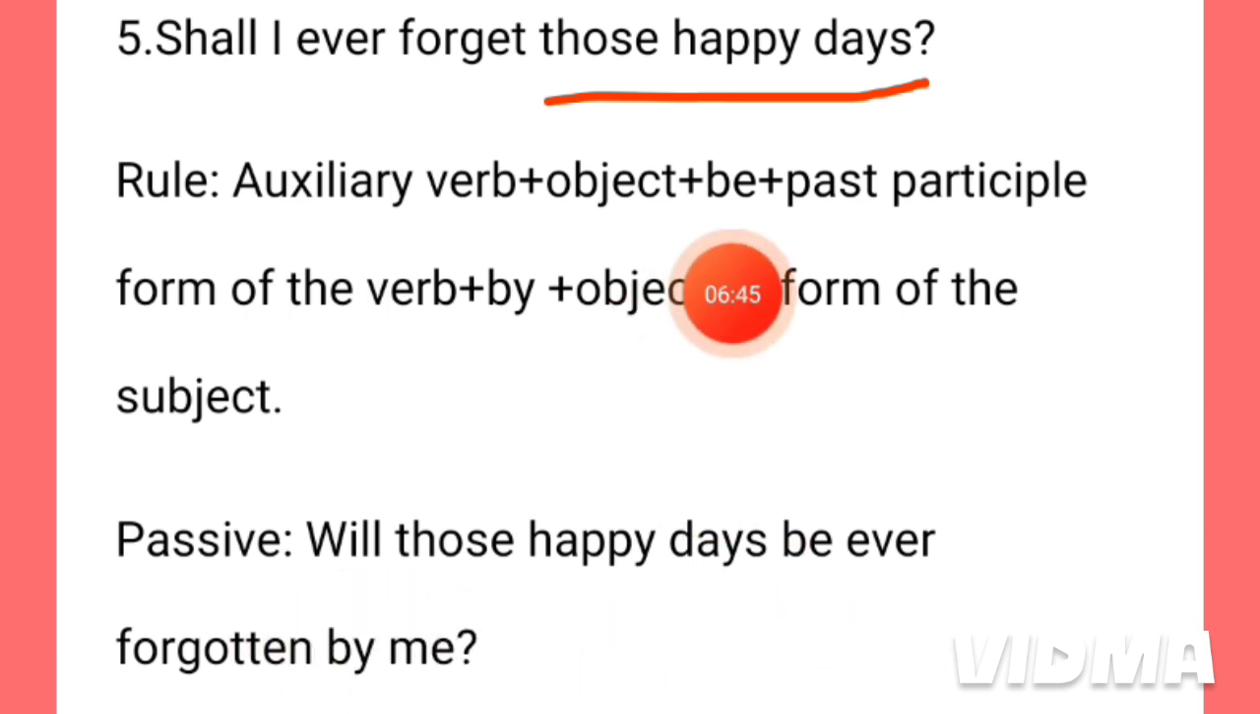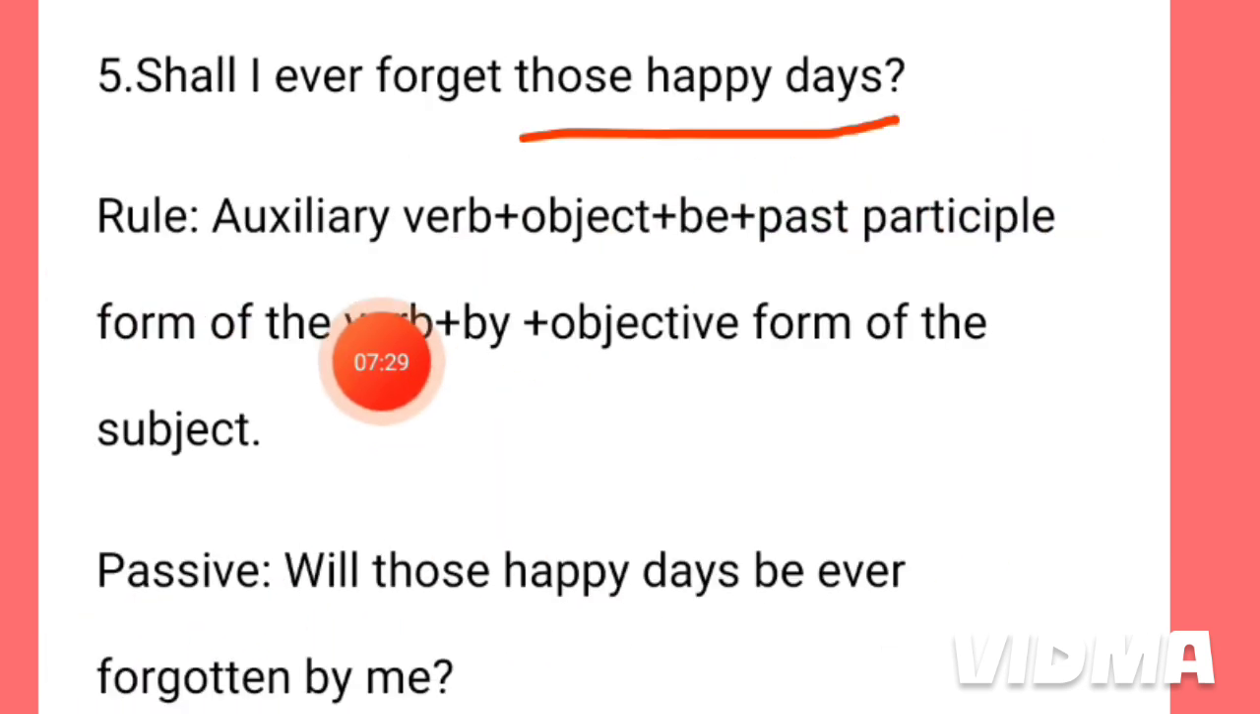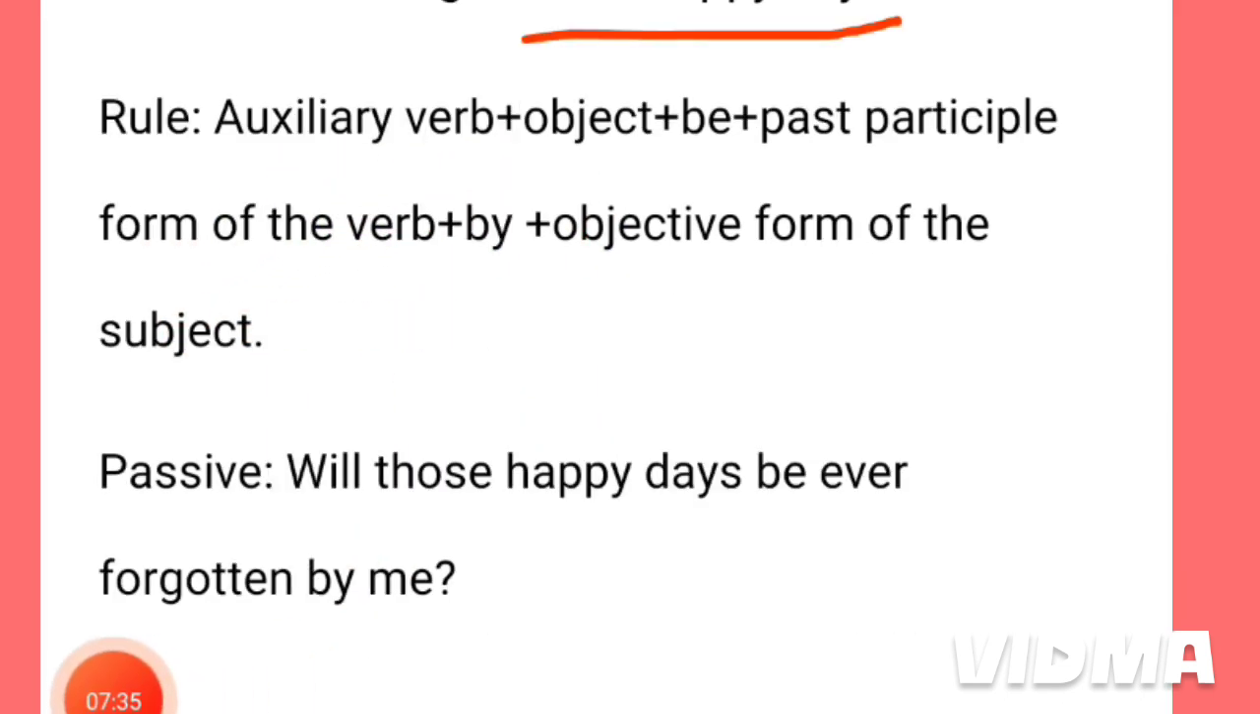Then a be verb, according to this rule, a be verb has been used here. Then ever, this is an adverb, so it will come between the main verb and the auxiliary verb here. Be is also an auxiliary or helping verb here. So this adverb ever has come between the main verb forgotten and the be verb. So we have used here ever, then the main verb. This is the past participle form of the verb, and the main verb is forget. The past participle of forget is forgotten. We have written here forgotten.